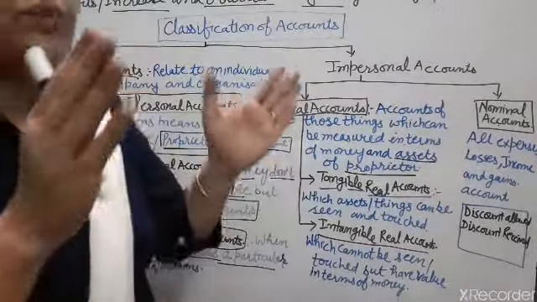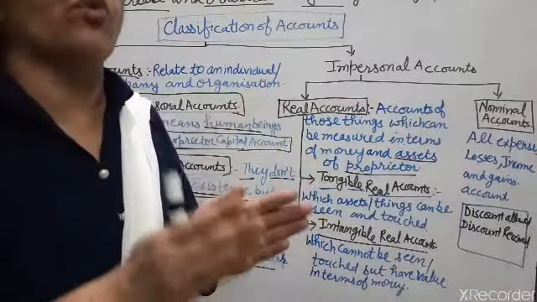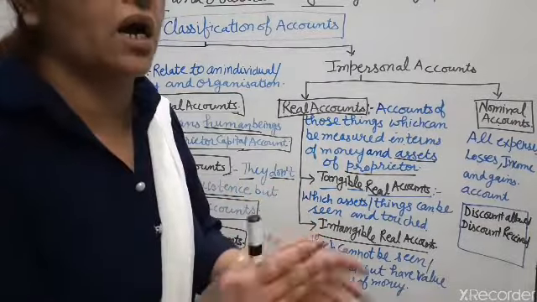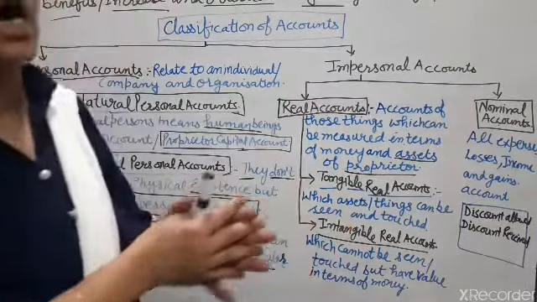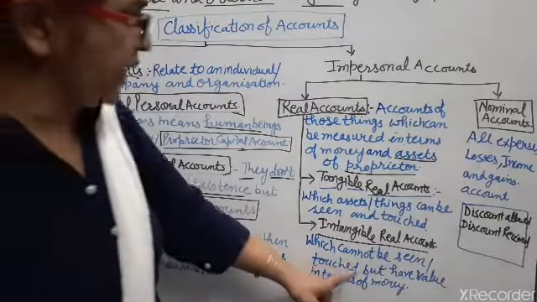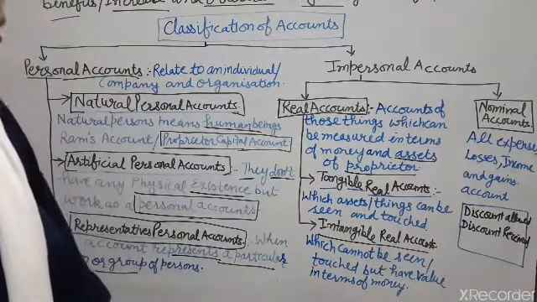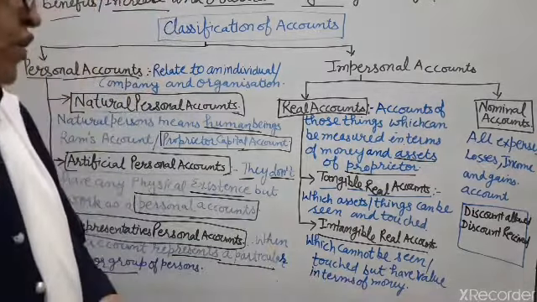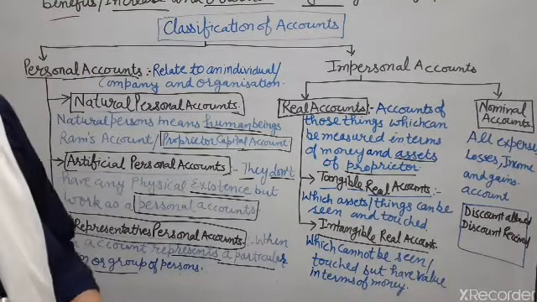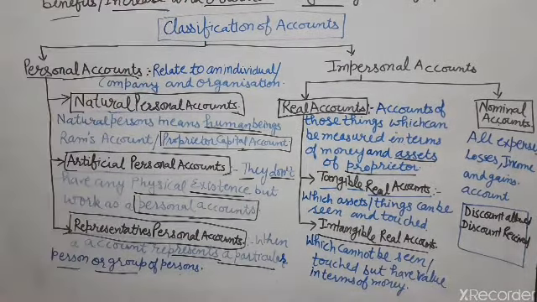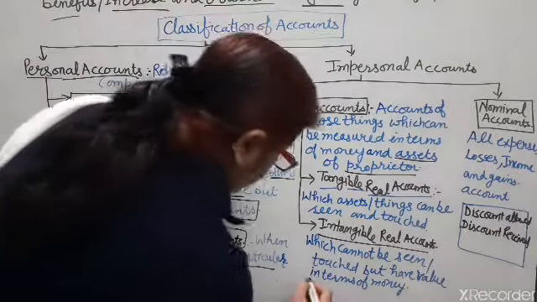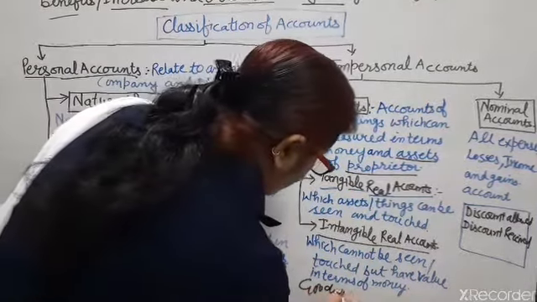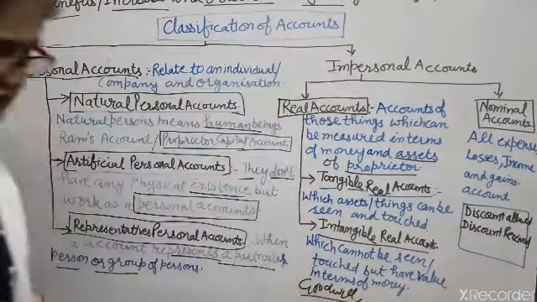We cannot see them in presence, but we can see them in the books of our accounts because they are recorded in the accounts book. So intangible real accounts are those which cannot be touched and seen and have value in terms of money. For example, goodwill. Goodwill, we can only imagine how much reputation the firm has.